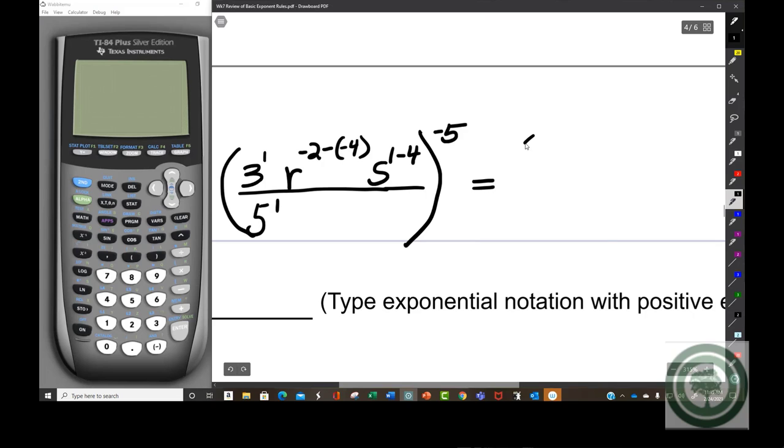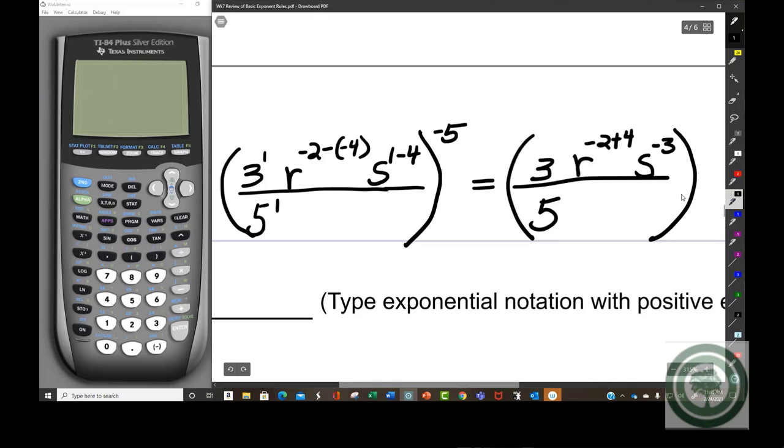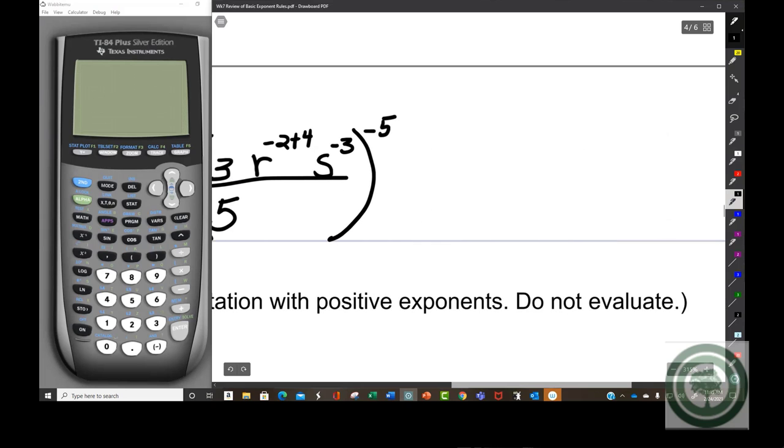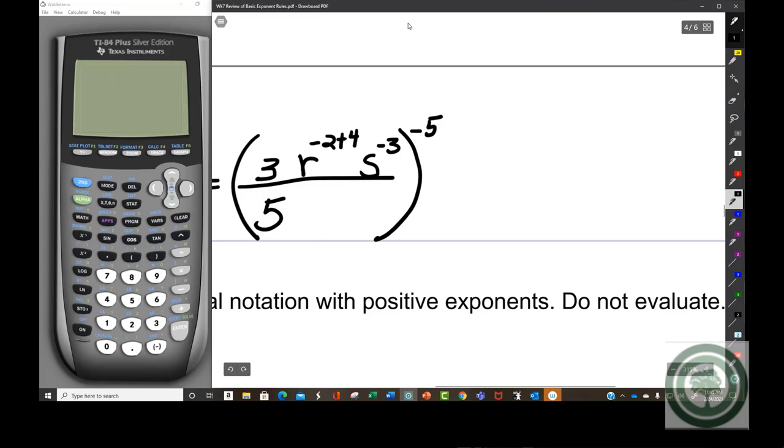Equals 3 over 5 r to the negative 2 plus 4, s to the 1 minus 4, which is negative 3, to the negative 5. I just have an answer to the question that I asked up here when I said, why bother? There was no reason to bother to do the other method I was going to show you up there, but there is down here. But we'll discuss it first. It's just nice when I get a question answered.